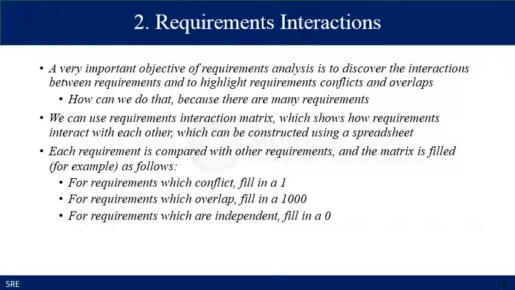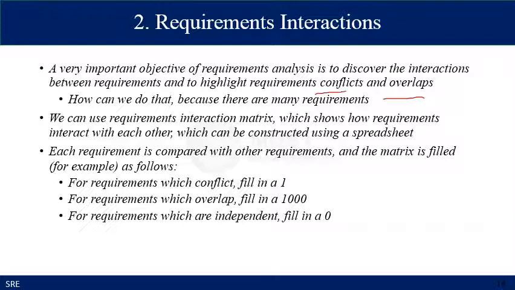So the second requirement analysis technique is the requirement interaction matrices. A very important objective of requirement analysis is to discover interactions between the requirements and to highlight the requirements conflicts and overlaps. So we can use the requirement interaction matrix, which shows how requirements interact with each other and which can be constructed using a spreadsheet. Each requirement is compared with every other requirement and the matrix is filled, for example, as follows.